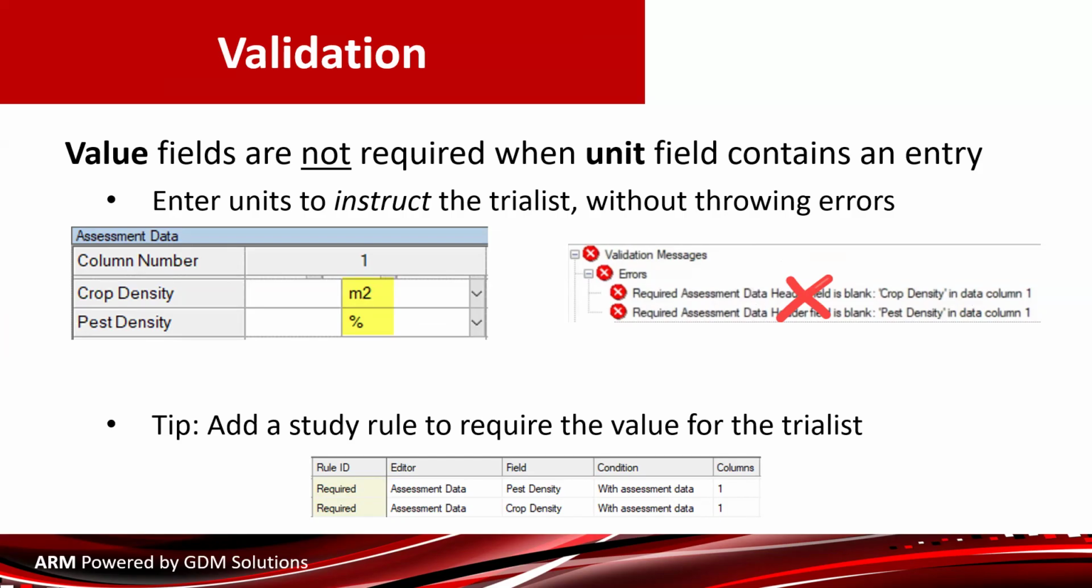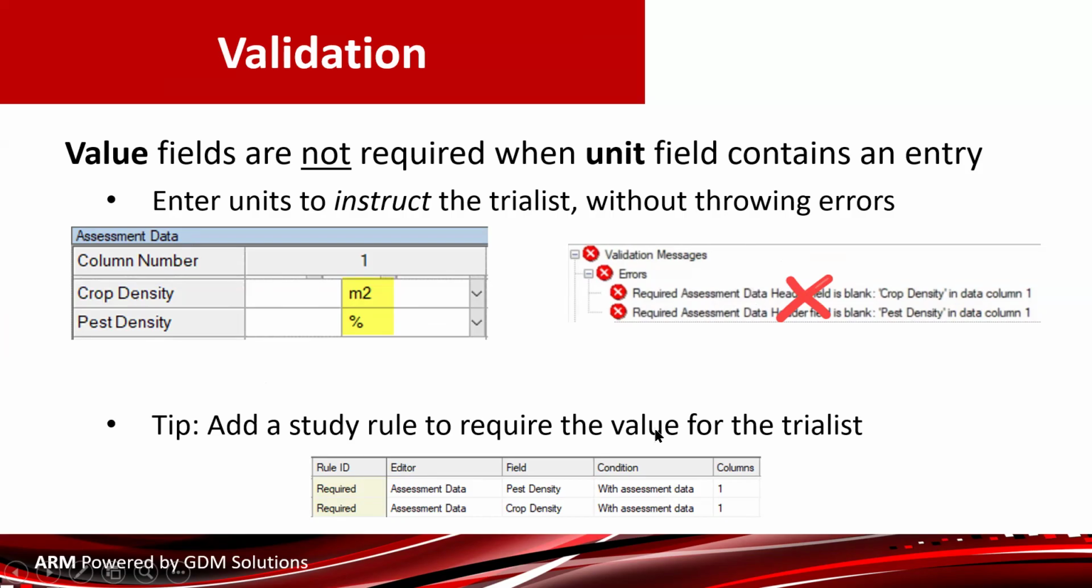But the whole purpose of getting rid of those validation messages is to open this up specifically for value unit pairs like this, where you might want to communicate a unit to use. So you can do that in the protocol, and ARM won't be immediately yelling at you that you didn't fill something in.